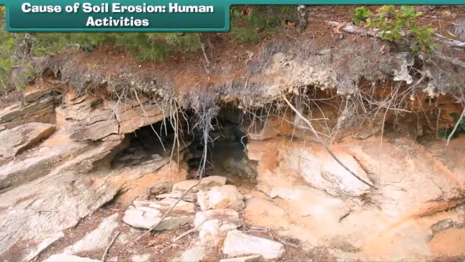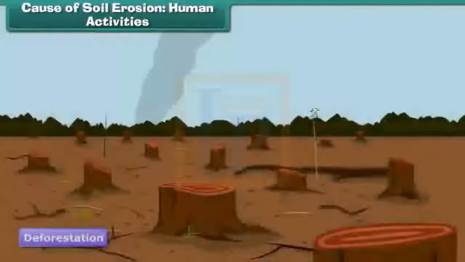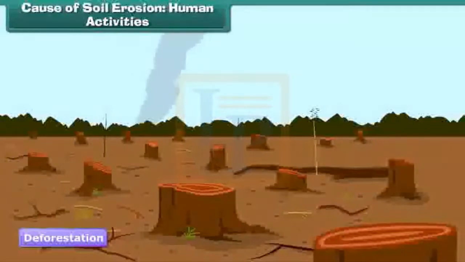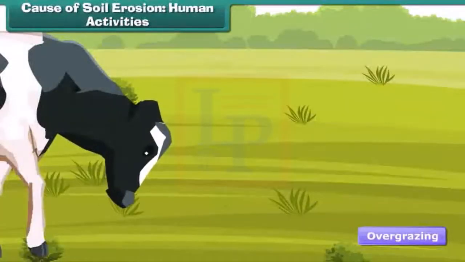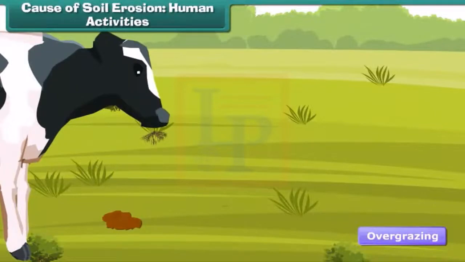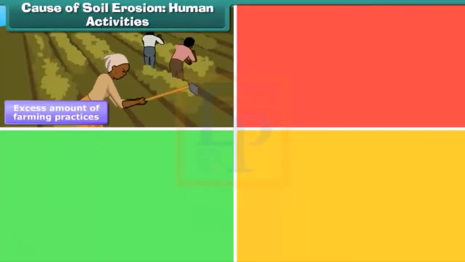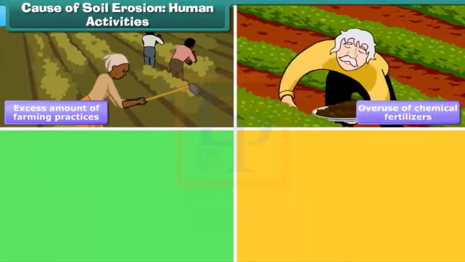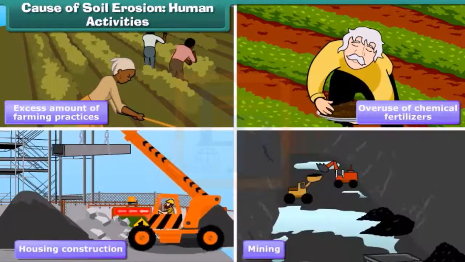Though soil erosion is in itself a naturally occurring process, in many cases it is increased by human activities. Some of these include deforestation, overgrazing by animals, improper or excess farming practices, trail building, overuse of chemical fertilizers, housing construction, mining, etc.